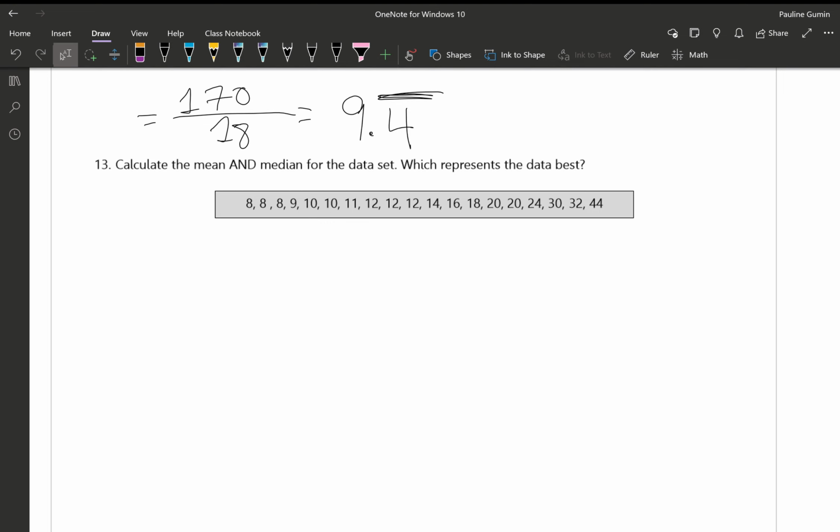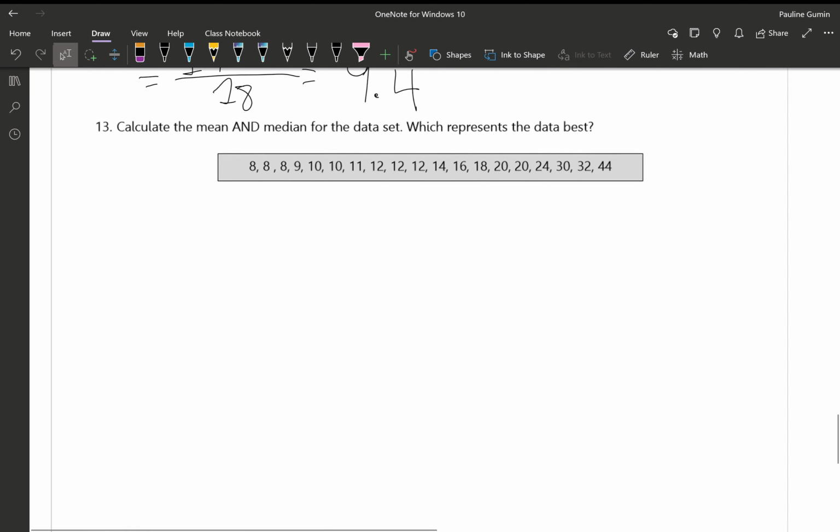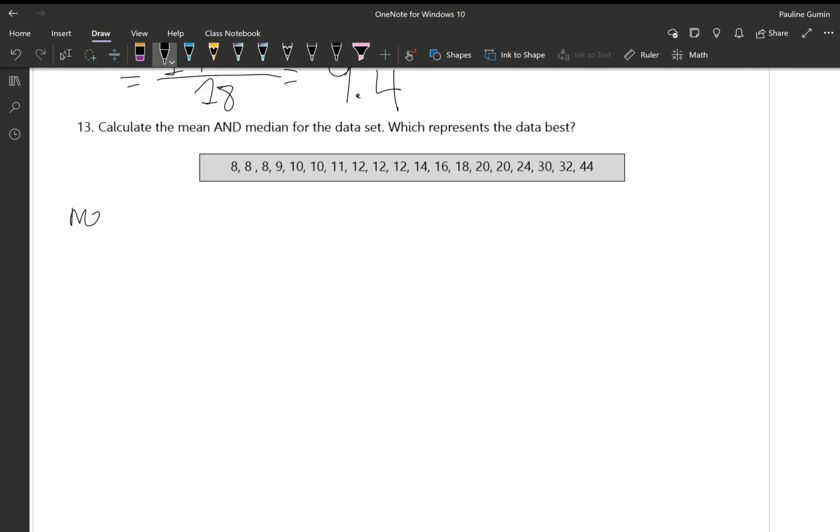Now let us calculate the mean and the median of this data set and then decide which one's better. All right, let's start with median because it's the easiest. And we're just going to cross one off from each side. And, oh, I did something wrong here. Let's try that again. One from each side, one from each side. Yeah, there we go. It's 12. Fantastic. We didn't have to do any dividing there.